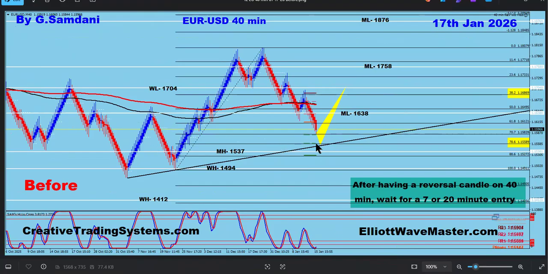Now, once it hit exactly 61%, and it's between 61 and 78, I said, this is the zone that it might bounce, because that's what happened all the time. This is the extension of 127, and this is the zone between 61 and 78. So if it starts to bounce, I need to go long using the 7-minute chart or 20-minute chart.